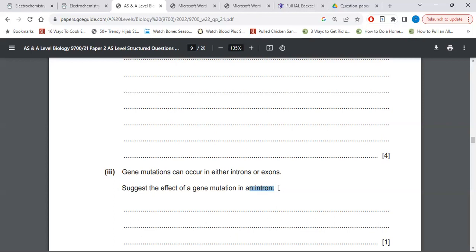It's a harmless or a silent mutation. Yes, exactly. It's a harmless mutation. So the way you're going to say it is that it will have no effect on protein structure. Say it like that. It will have no effect on protein structure because introns are non-coding. Give an explanation: because introns are non-coding.